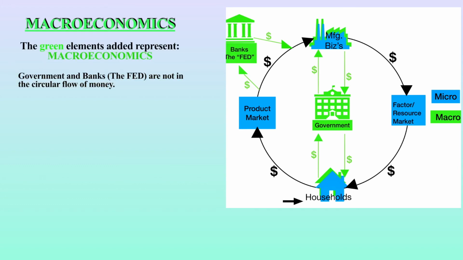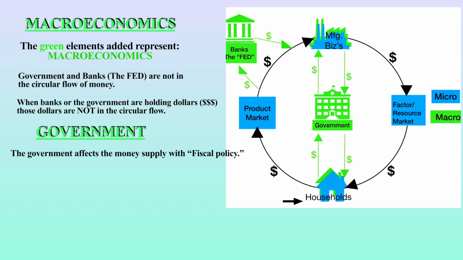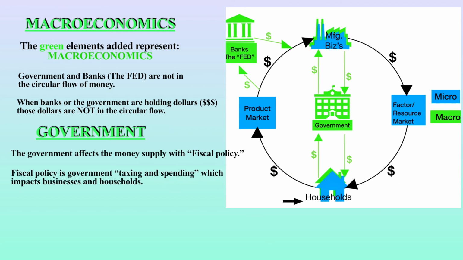The green elements added represent macroeconomics, government and banks, the Fed, which are not in the circular flow of money. When banks or the government are holding dollars, these dollars are not in the circular flow. So first, there is the government. The government affects the money supply with what we call fiscal policy. Fiscal policy is government taxing and spending, which impacts businesses and households.